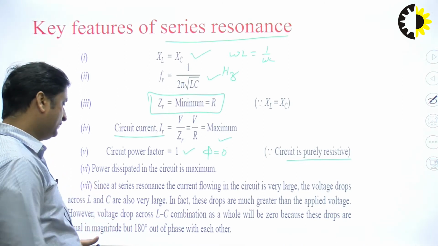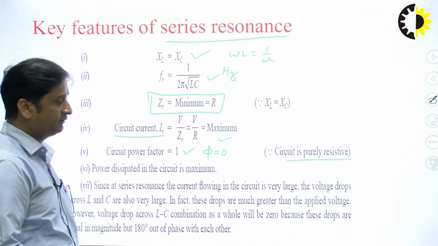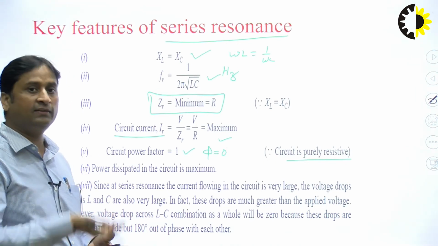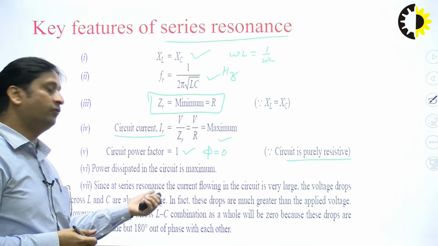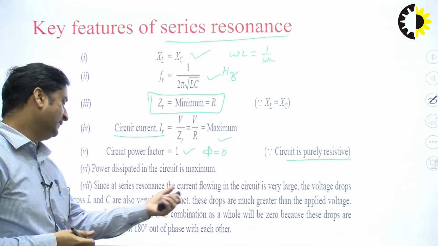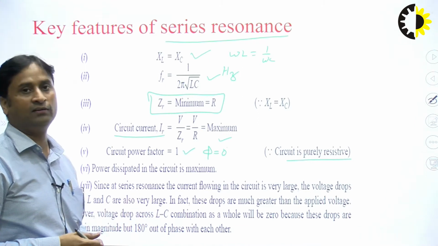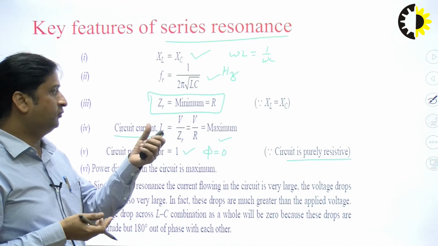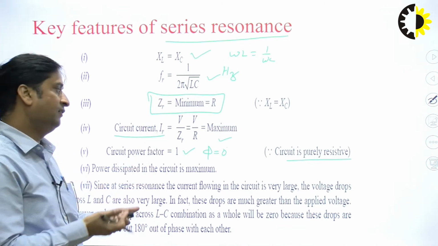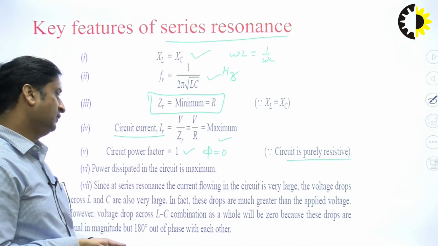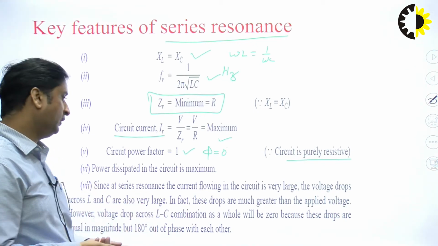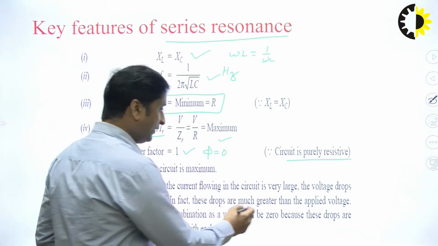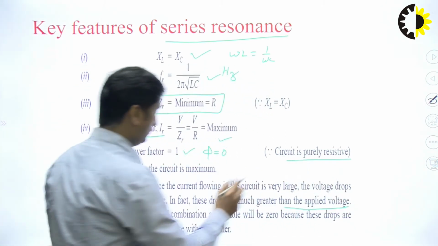Another point is that since in series resonance the current flowing in the circuit is very large, the voltage drop across L and C is also very large, because when the current increases, the voltage drop in the inductance and capacitance increases. But they are in opposite directions. If we draw the phasor, this voltage VL and VC will be equal but in opposite direction, and this amount is very, very large. This amount is also much greater than the applied voltage.